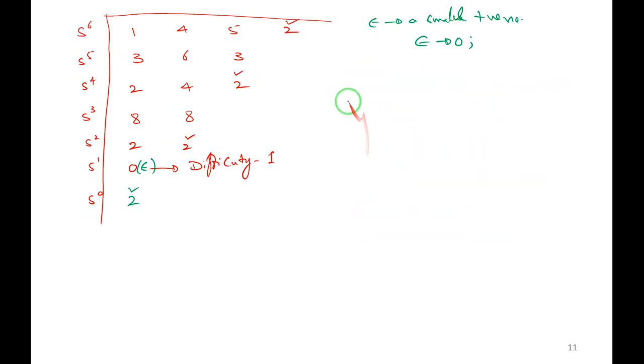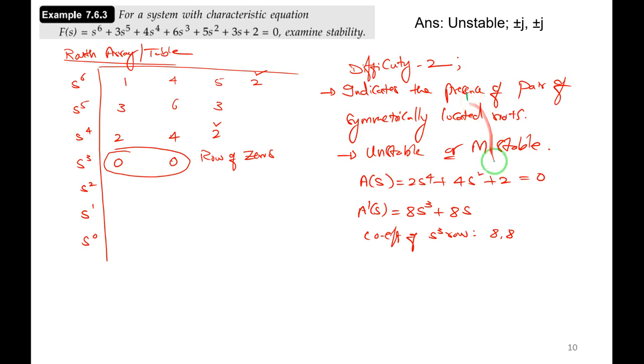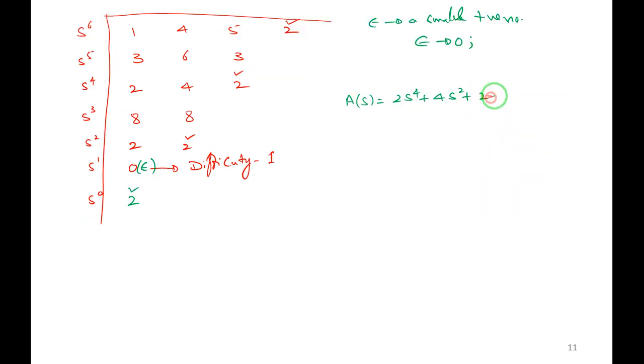So the auxiliary polynomial, A of s, is equal to 2s power 4 plus 4s square plus 2 equal to 0. This is the auxiliary polynomial. You will solve the roots of this. These are the dominant roots. They will decide the stability of the system. So let me solve this. Dividing throughout by 2, we get s power 4 plus 2s square plus 1 equal to 0. Is it fine? Yes, I can divide throughout by 2, right? 2 ones are 2, 2 twos are 4, 2 ones are 2.